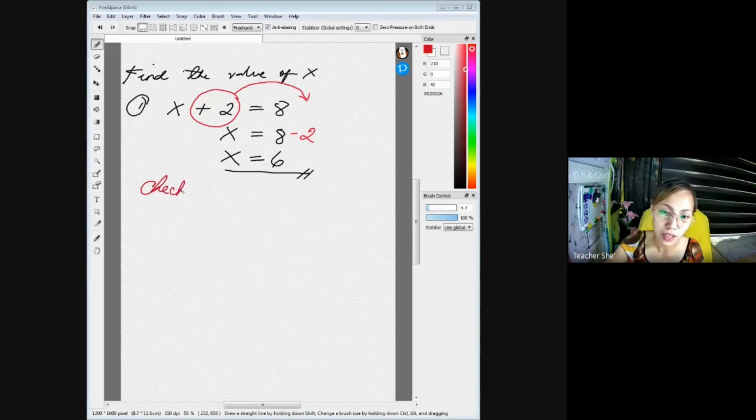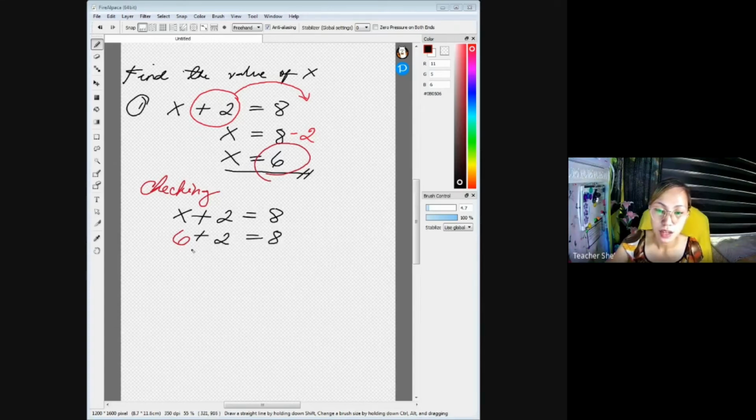Final answer. So for the checking, let us copy the given. x plus 2 equals 8, and then substitute the value of x. So the value of x is 6, and then plus 2 equals 8. So 6 plus 2, that is 8, equals 8. So as you can see, same answer na po tayo, left and right.